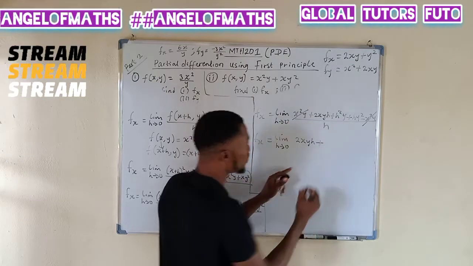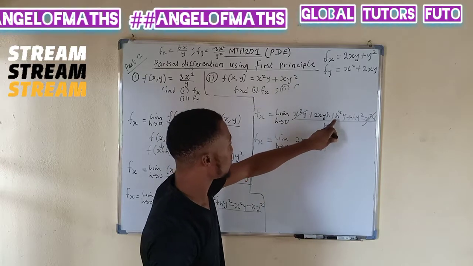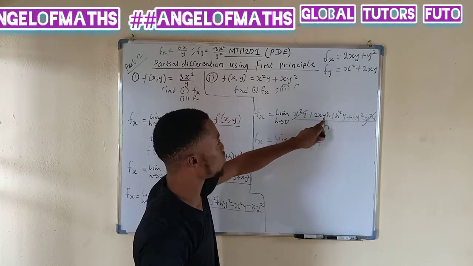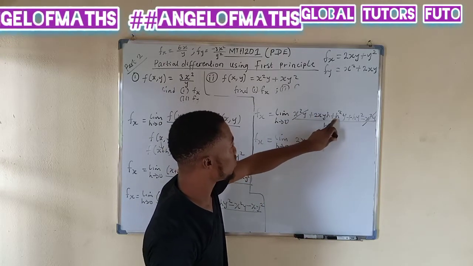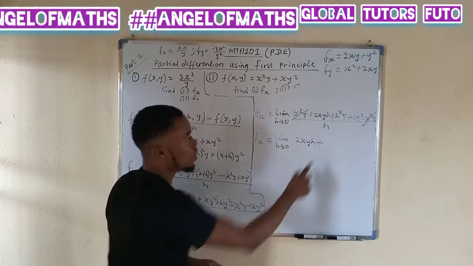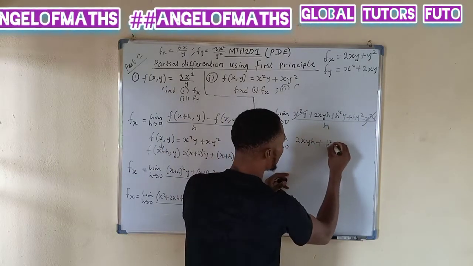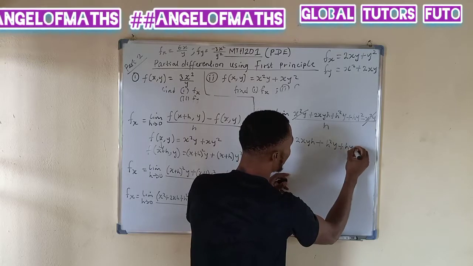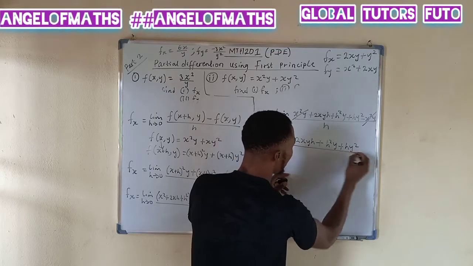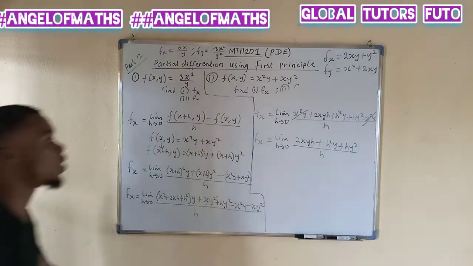2xyh plus, look at this and this. This is 2xyh plus this will give us what? This one now will give us plus h squared y plus hy squared, everything over h. So this is what we have.